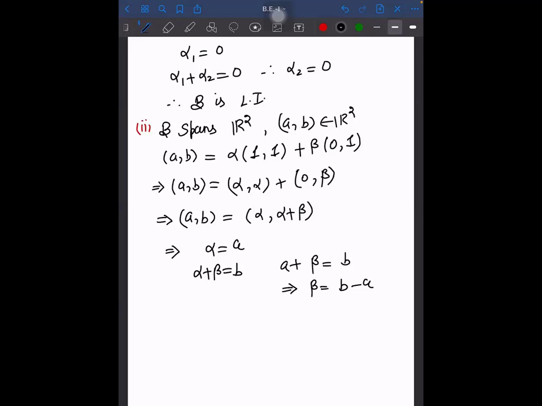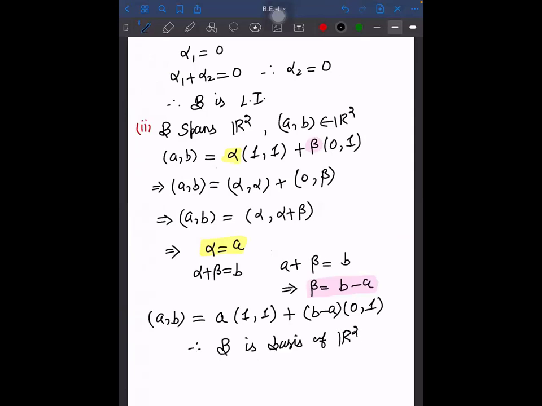So that means if you want to write down any vector (a, b) in terms of (1, 1) and (0, 1), you will always write a first, because the value of alpha is a. So here you will replace a times (1, 1) plus, now you want the value of beta, and here you have determined the value of beta. So here you'll write it as b minus a times (0, 1). Right? So from here we can say that B is a basis of R2.